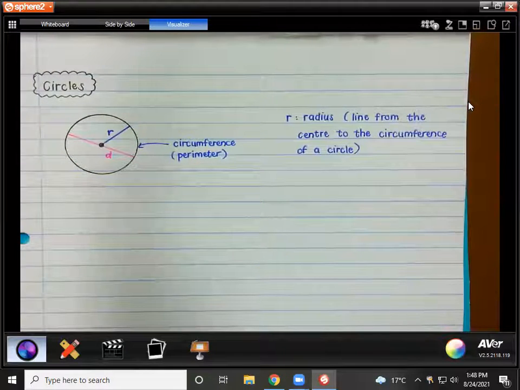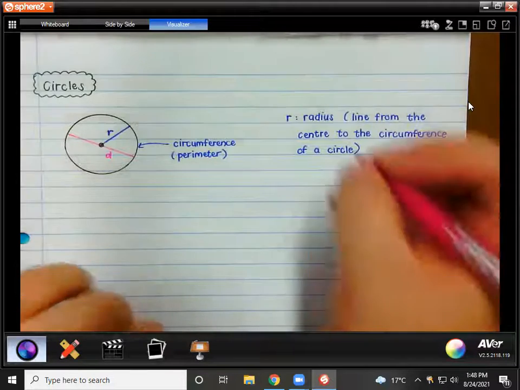Would the diameter always be half of the circle? It will cut the circle. Always, yeah. Okay, so let's write that.